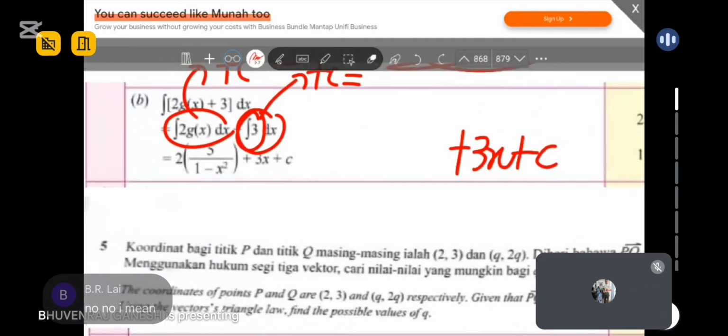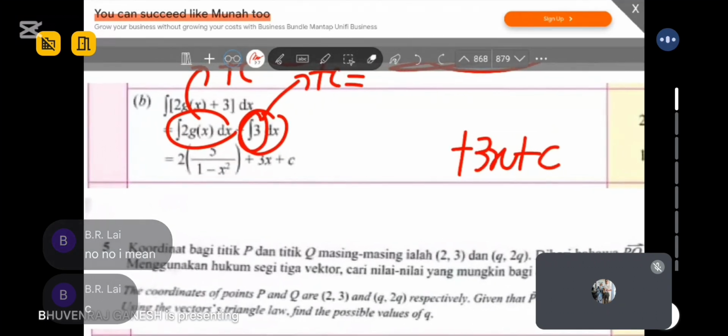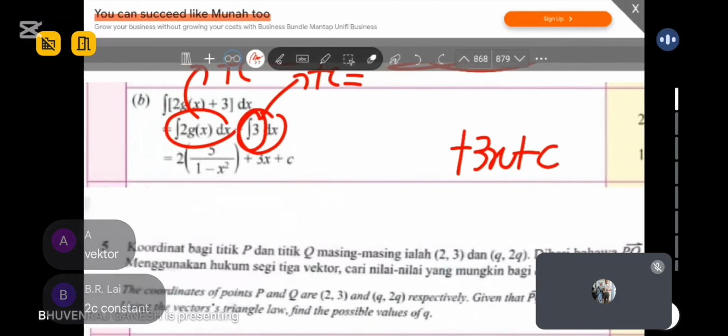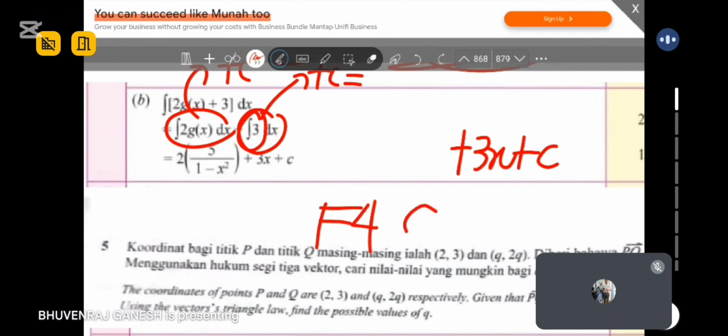So question number 5. May I know what chapter, what form? Form 4, chapter 8. Cannot, no such thing. Only in integration got plus C only. Don't have 2C. Okay, Form 4, chapter 8, yes.